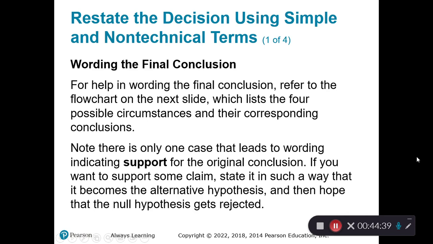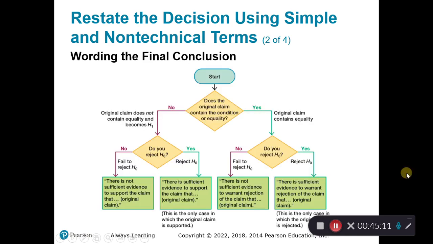So here's a little bit more help in how to word your final conclusion. It says, for help in wording the final conclusion, refer to the flowchart on the next slide, which lists the 4 possible circumstances and their corresponding conclusions. We're going to look at that in just a bit. Note that there is only one case that leads to wording indicating support for the original conclusion. If you want to support some claim, state it in such a way that it becomes the alternative hypothesis and then hope that the null hypothesis gets rejected.